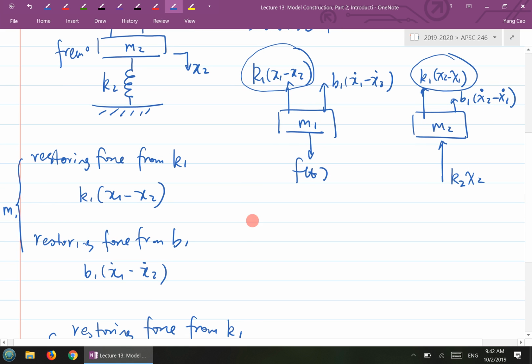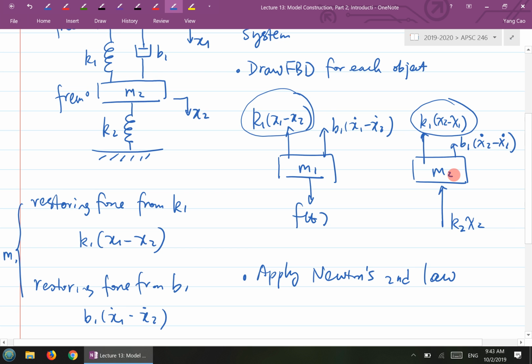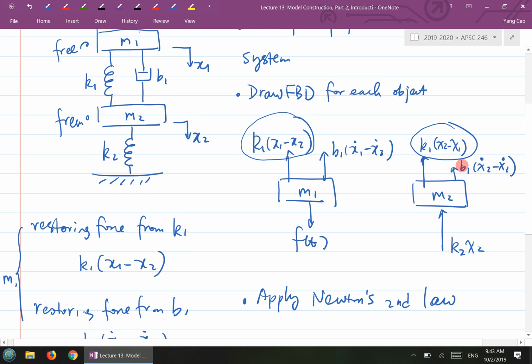And once you're done with this, then you would apply Newton's second law to both of these objects. Let's look at M1 first. Yes? For the M2, is that also equilibrium? All the force going up and no force going down? Okay, equilibrium, yes. All of the force, so this is where I always emphasize.